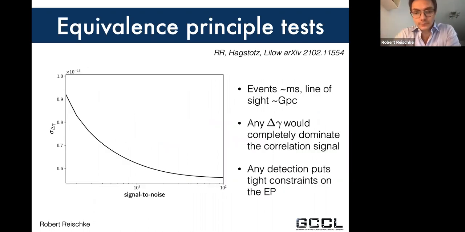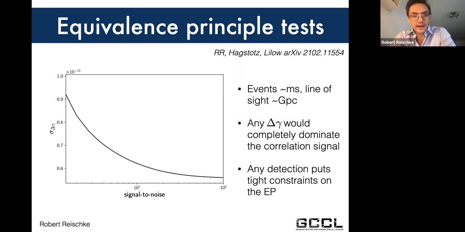And you can now look at how well you could constrain this. This plot is a Fisher forecast, and it shows on the y-axis how well you can constrain this delta gamma parameter. Watch out that this is in units of 10 to the minus 15. And on the x-axis, you see the signal to noise of the experiment. So it's irrespective of the geometry of the experiment, but just by how much signal to noise you measure it.